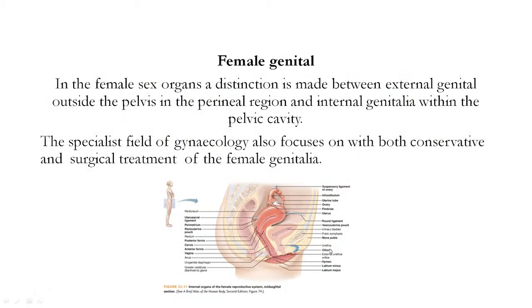Female genitalia. In the female sex organs, distinction is made between external genitalia outside the pelvis in the perineal region and internal genitalia within the pelvic cavity. The specialist field of gynecology is also focused on both conservative and surgical treatment of female genitalia.